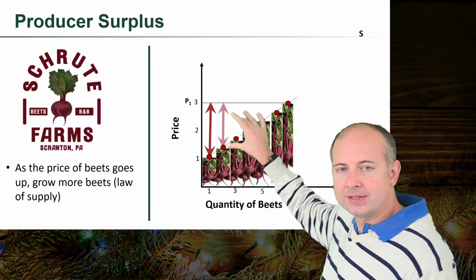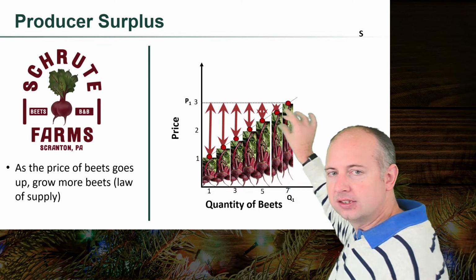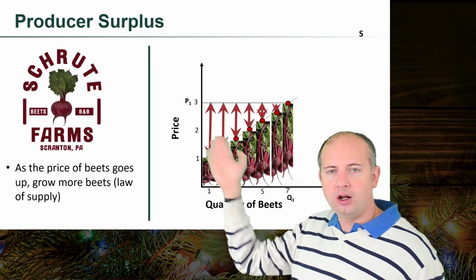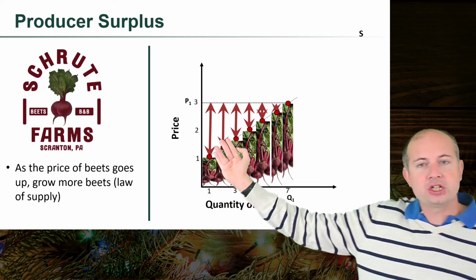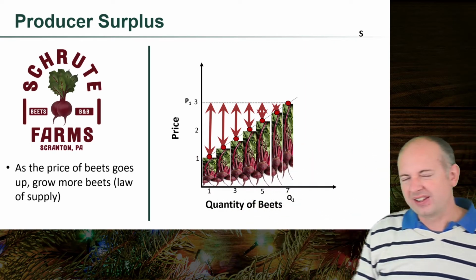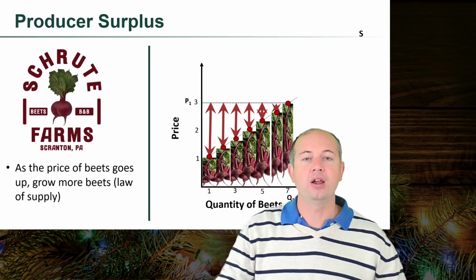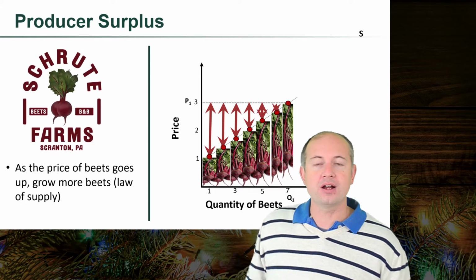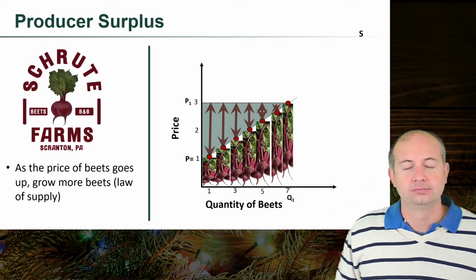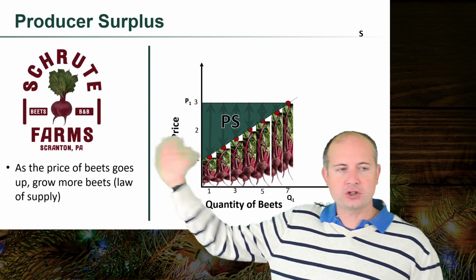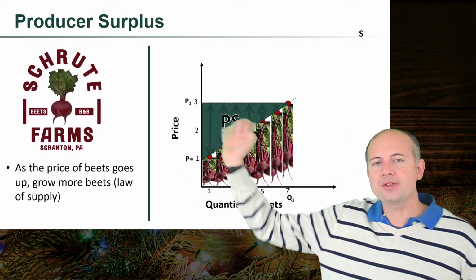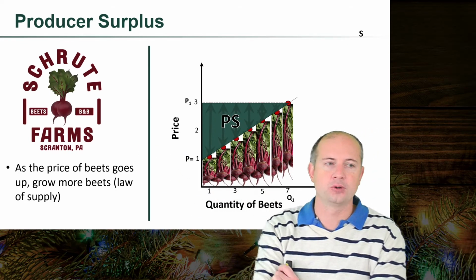Okay, well, we have that. How much does he make from the second beet, third beet, and so on? So this is how much his surplus is on each beet, or think of it like his profit. Okay, well, what have we done before to add arrows? We turn it into an area of a triangle. So all those arrows together give us this green triangle, which is producer surplus.